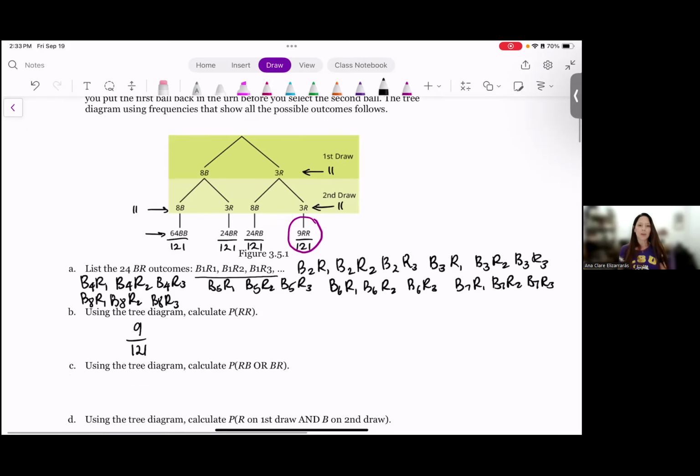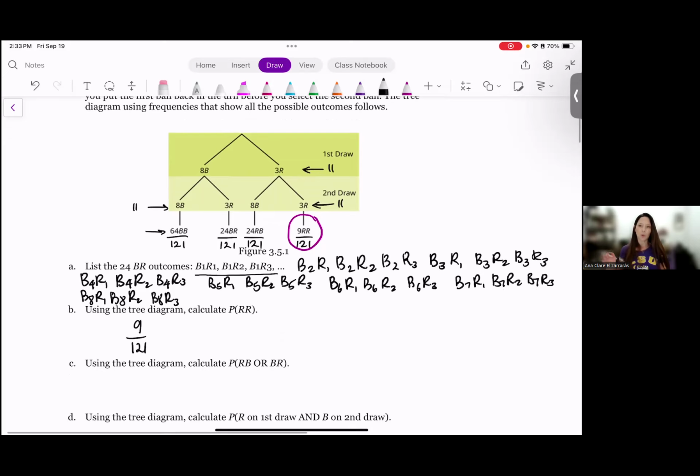Now I'm asked to calculate the probability of red, blue, or blue-red. Well, here are my red blues. Here are my blue reds, and they are mutually exclusive. You cannot be both blue red and red blue, so I can just add the 2 of them. That means I can take 24 out of 121 plus 24 out of 121 to get 48 out of 121. Okay.